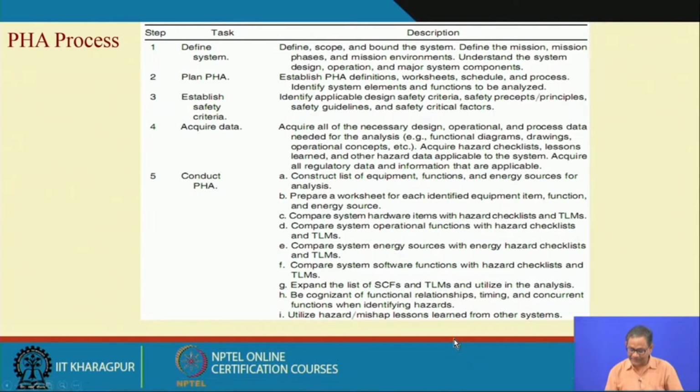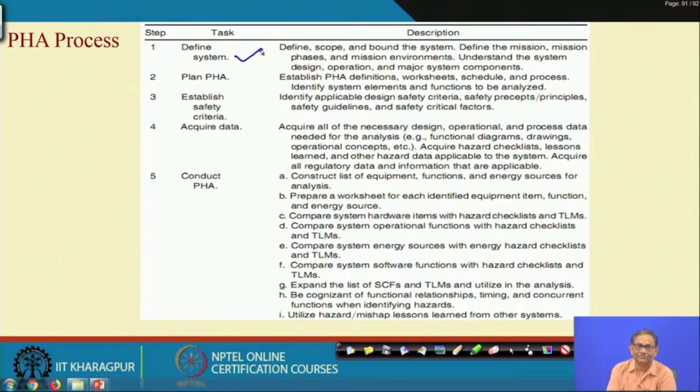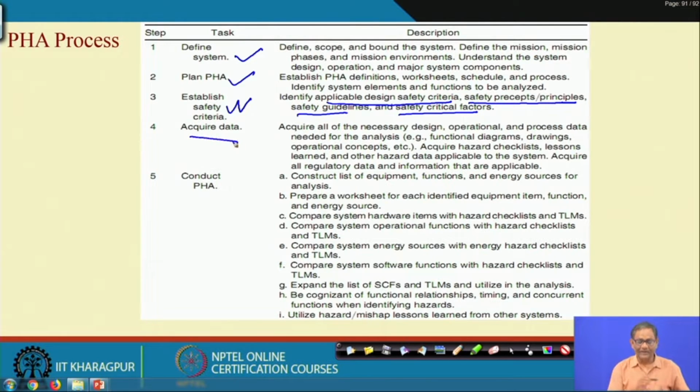So, you just see the steps. Define the system, which you have seen in PHL. Plan similar to PHA. Establish safety criteria, which was not there in PHL. Identify acceptable safety design criteria, safety principles, safety guidelines and safety critical factors, so that you have to establish. Then you acquire data, and I have told you what this acquire data is. Obviously, safety design criteria like safety factors, safety principles.